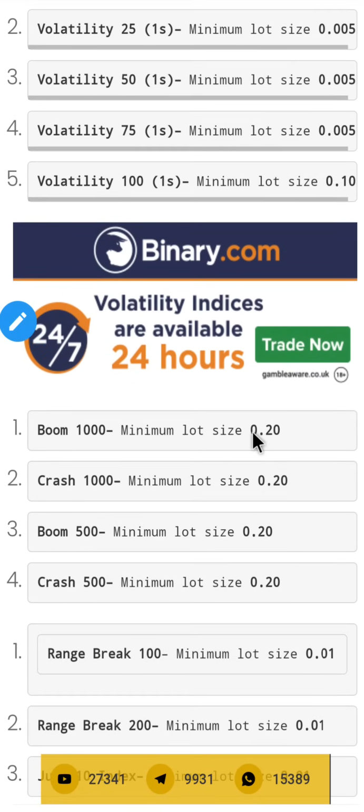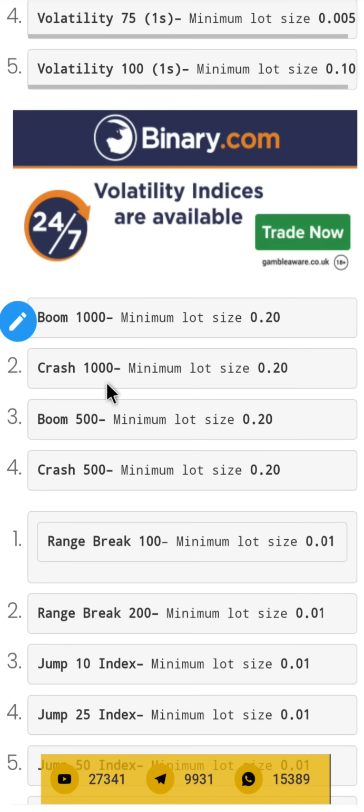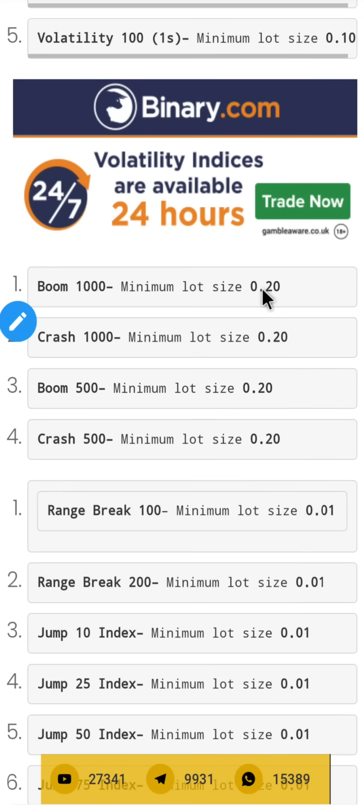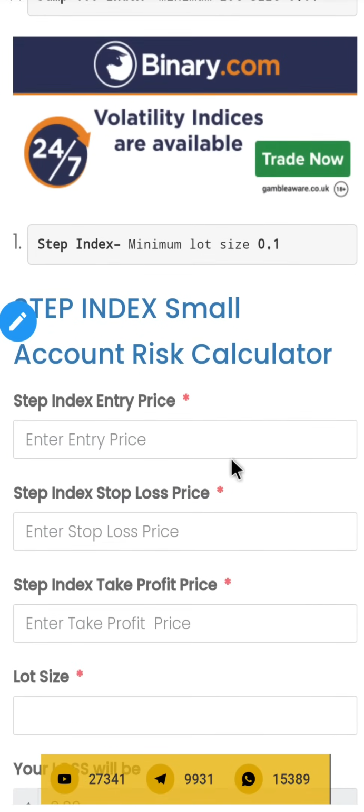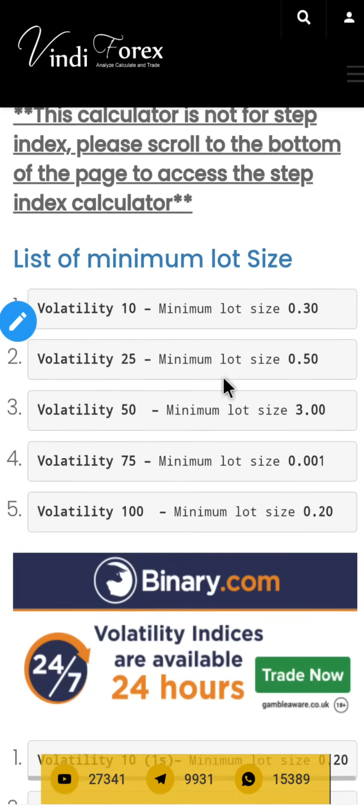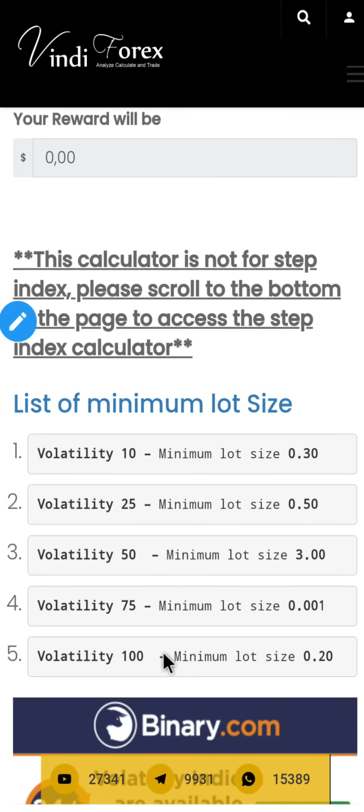And then you come and say, Mr. Vindi, yeah, I've been trying this thing for a very long time. Hey, I don't know what the problem is. Risk management. Let me reply with the same accent. The problem is the risk management. That is what they have to do. The calculator for step index is down there. That's all you have to do.